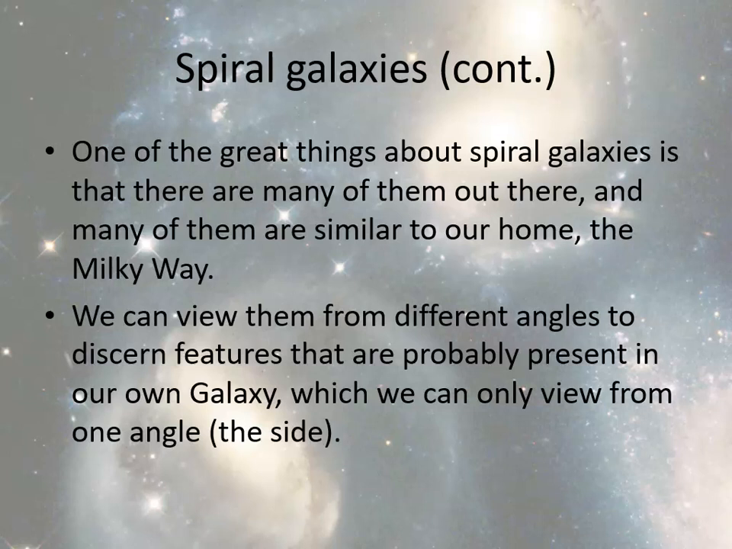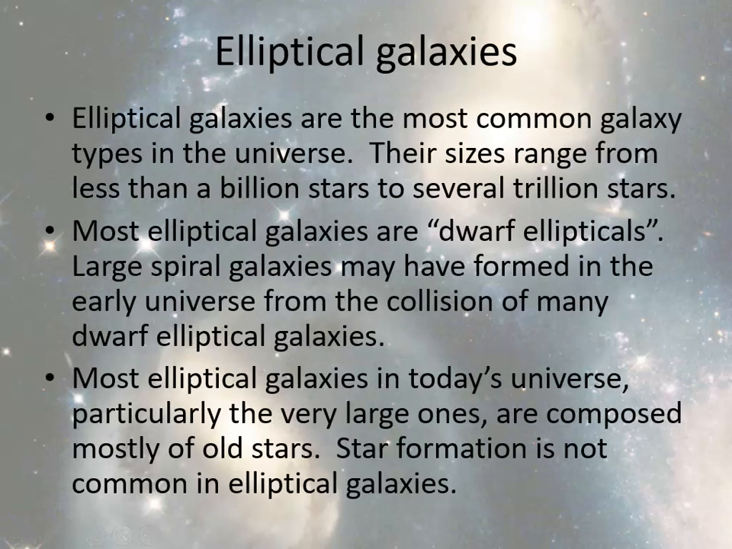But the great thing about spiral galaxies is there are lots of them out there. Many of them are similar to the Milky Way, so studying them in detail can tell us potentially more about the Milky Way and really how it looks, because we live in the disk of the galaxy. We can't see it from above. We can't travel tens of thousands of light years above the disk of our galaxy or below it in order to be able to see it face on. So we look for other galaxies that we can see face on to try to understand our home a little bit better. So now let's turn our attention to elliptical galaxies.